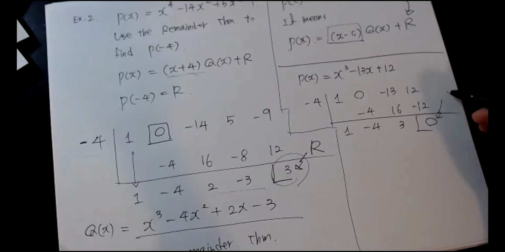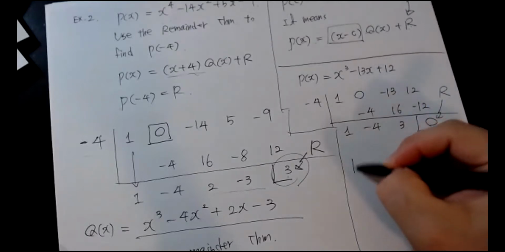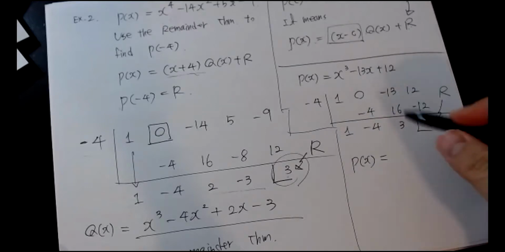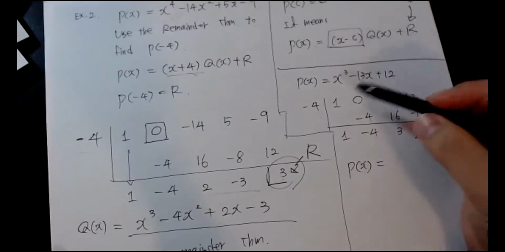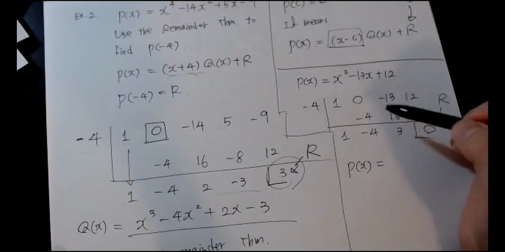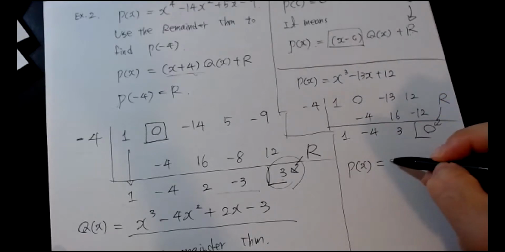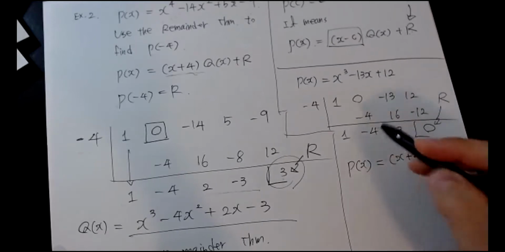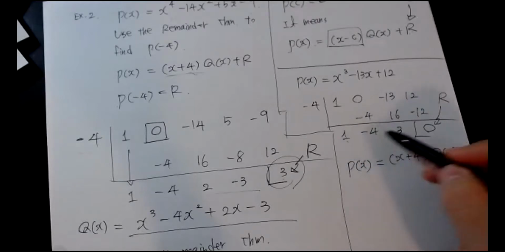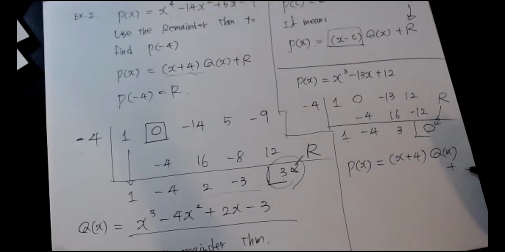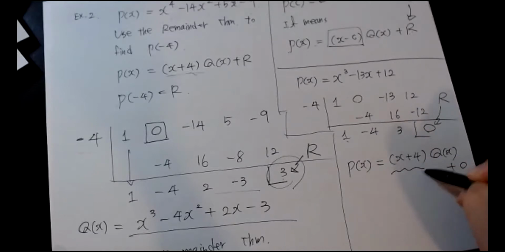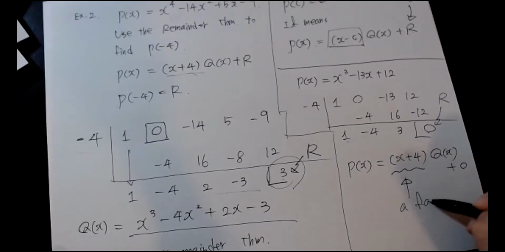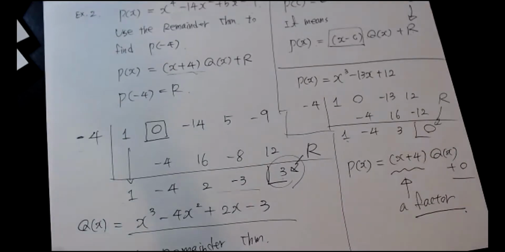So you see that the remainder r is 0. It means that since we divide p of x by x plus 4, p of x can be expressed as the divisor x plus 4 times q of x, which is x squared minus 4x plus 3, and then plus 0. So by the factor theorem, x plus 4 is a factor of p of x, because we got 0 as a remainder.